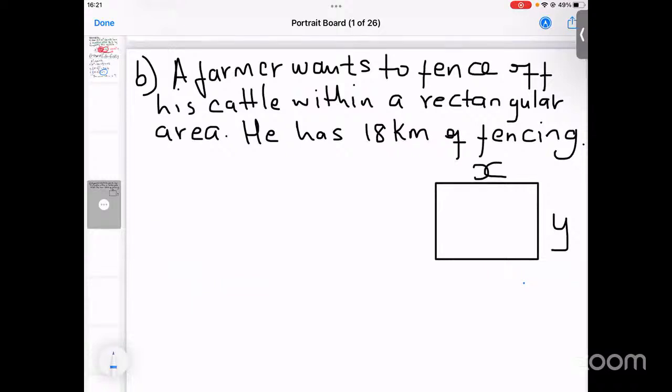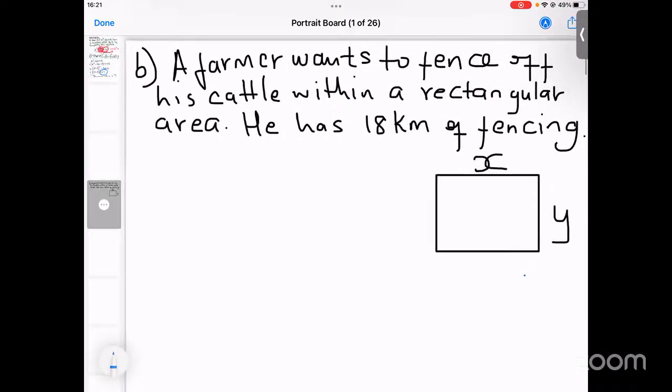So without wasting much of our precious time, in the event where you are given this statement where they say a farmer wants to fence off his cattle within a rectangular area. So he has 18 kilometers of fencing. That is the statement, honorable member. So there is a farmer who wants to fence off his cattle within a rectangular area. Very important. So you've got 18 kilometers of fencing and you want to fence your cattle in a rectangular area.